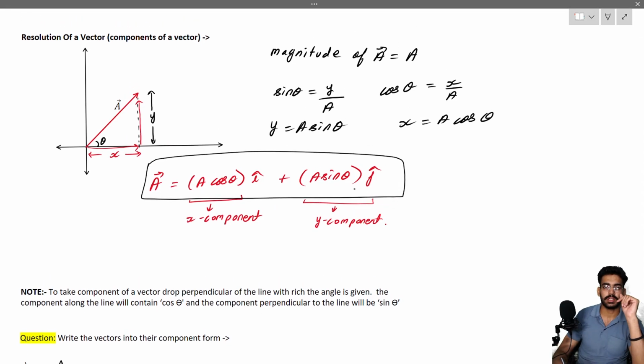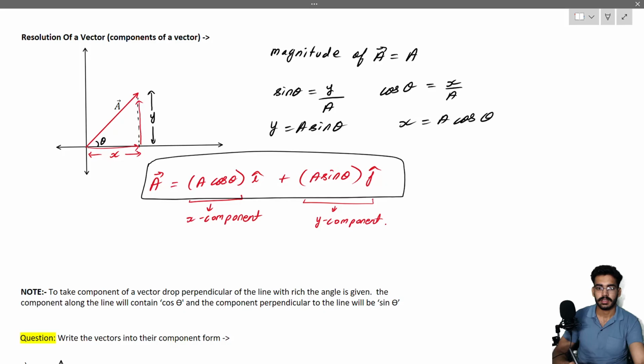Now one more thing you have to understand, better you understand it now, so later on you don't have to struggle. Whichever axis the vector is making the angle with, if you take the component along that axis, it is going to be cos theta, and along the perpendicular axis it is going to be the sine theta component. We will solve examples later. So along the direction of theta comes the cos theta component, A cos theta, and along the perpendicular axis, with which it is not making the angle, comes sine theta.